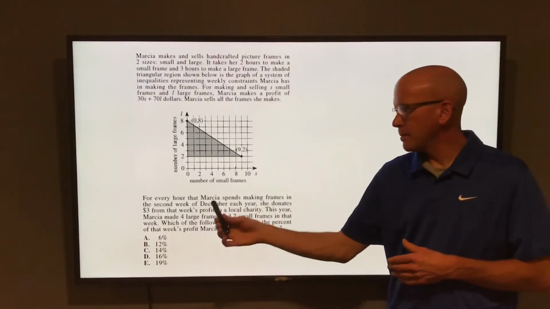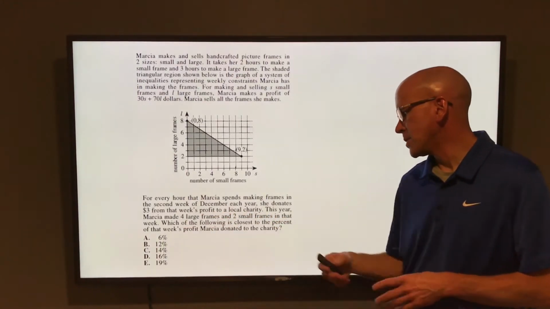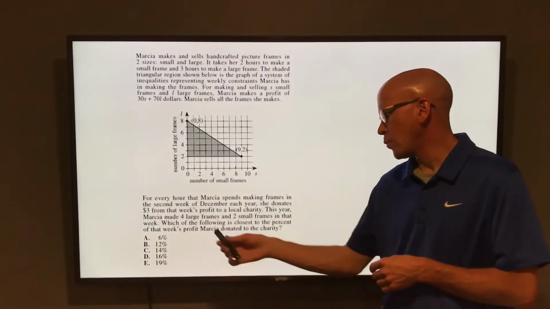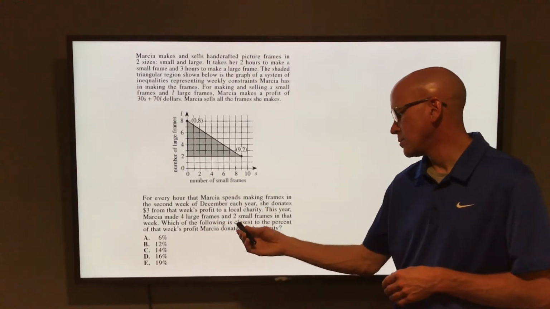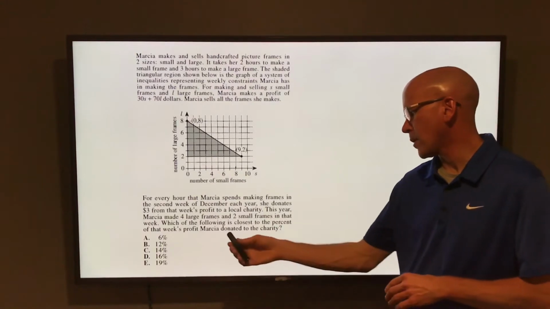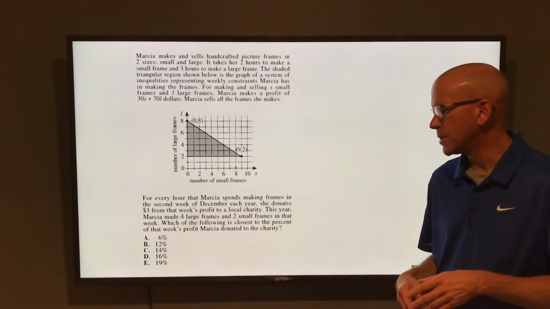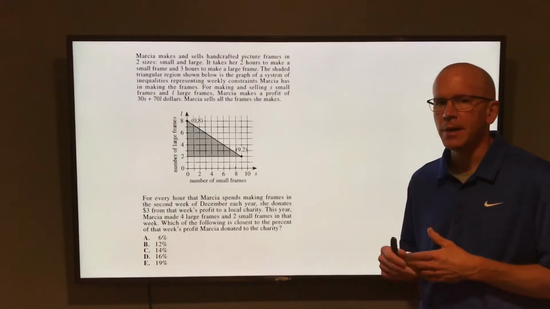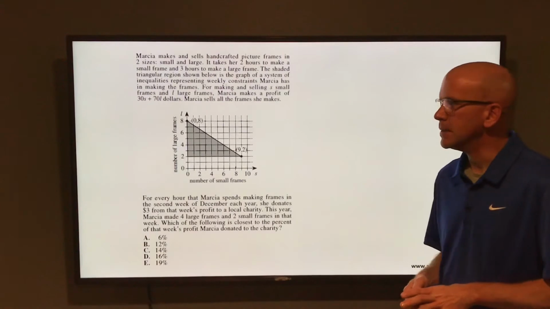Same situation, different question. For every hour that Marcia spends making frames in the second week of December each year, she donates $3 from that week's profit to a local charity. This year, Marcia made 4 large frames and 2 small frames in that week. Which of the following is closest to the percent of that week's profit Marcia donated to the charity? So we're going to look at the profit she made, we're going to look at the amount she donated, and then figure out what the percentage is.